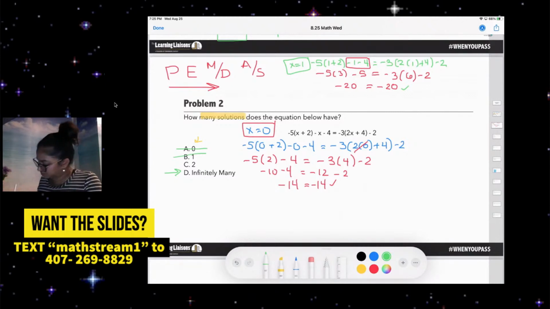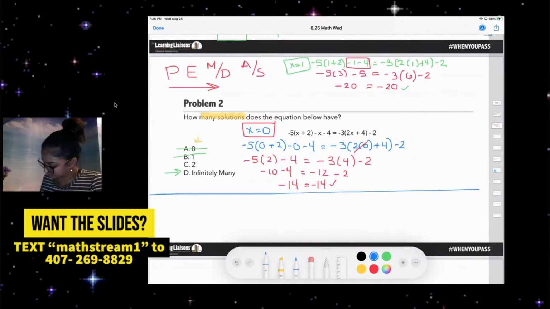So let's just try the number 2 because I like 0, 1, and 2. Let's do 2 down here. We can fit it. I believe in us. So x is equal to 2. We'll have negative 5, oops, sorry, guys. Negative 5 times 2 plus 2 minus 2 minus 4 is equal to negative 3 times 2 times 2 plus 4 parentheses negative 2.